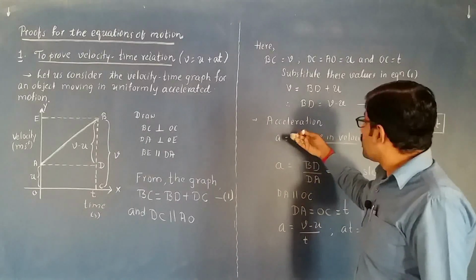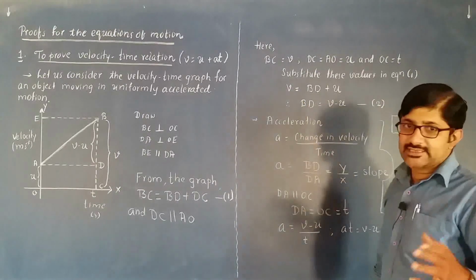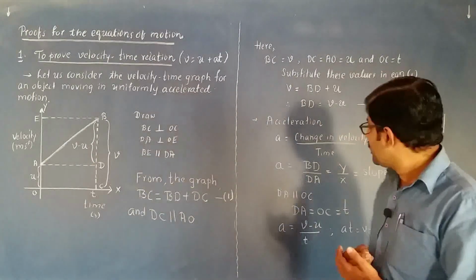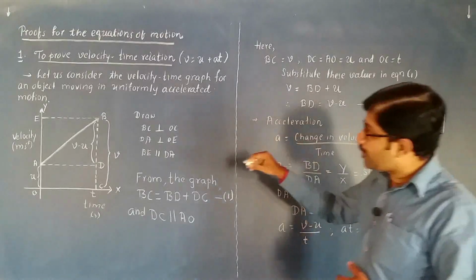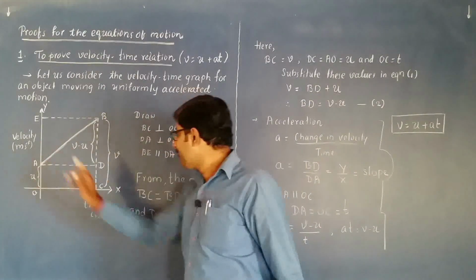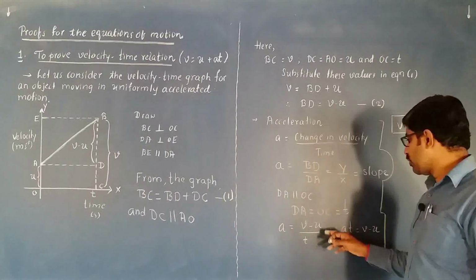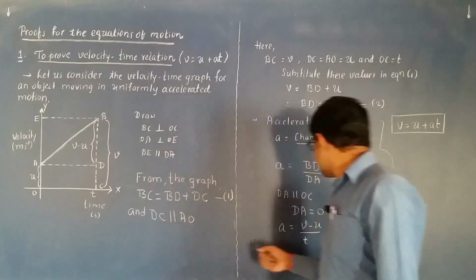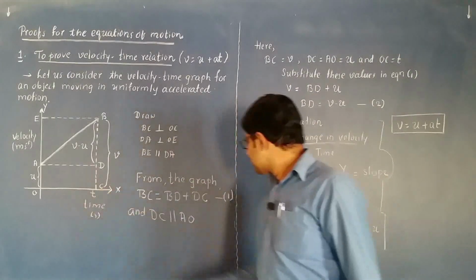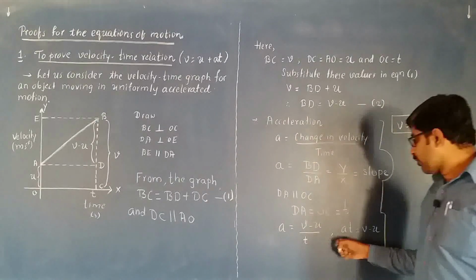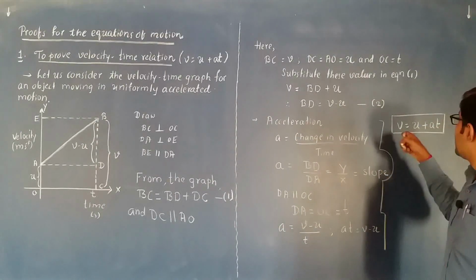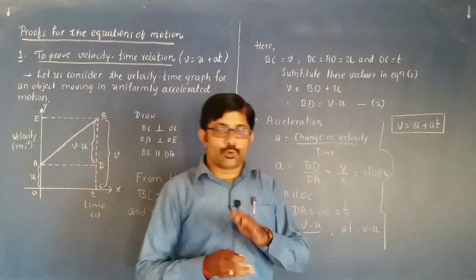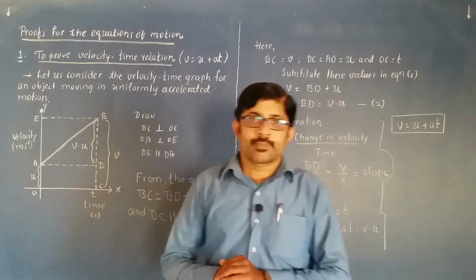The left out point is only the acceleration. We defined the acceleration as change in velocity by time, and hence that will be the slope. Slope is BD divided by DA. So BD is equal to V minus U, and DA, which is parallel to OC, is equal to t. Therefore, A t is equal to V minus U, and hence V is equal to U plus AT. This is how we proved the first relation.